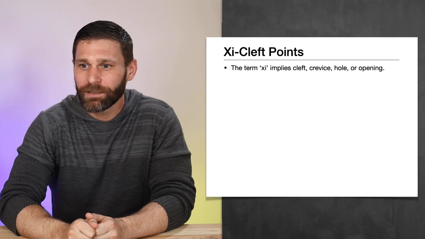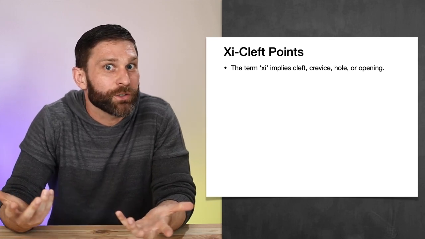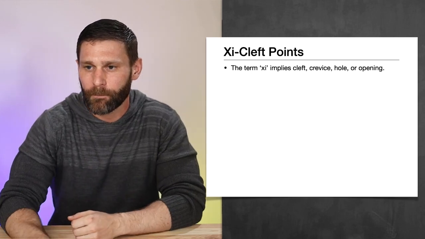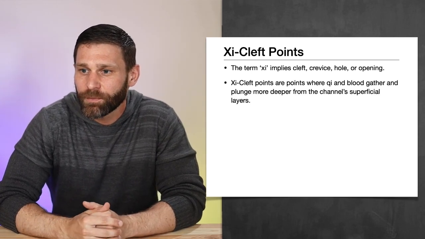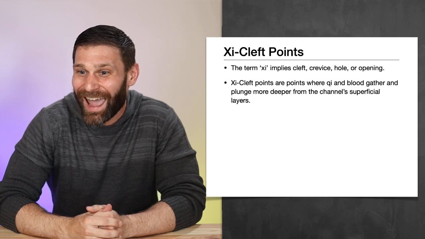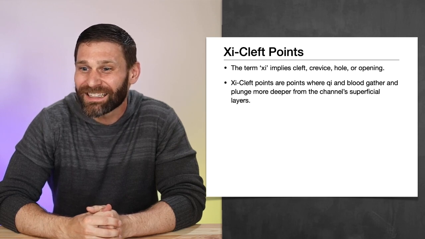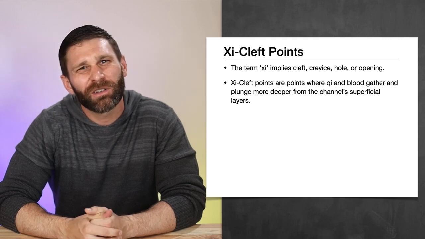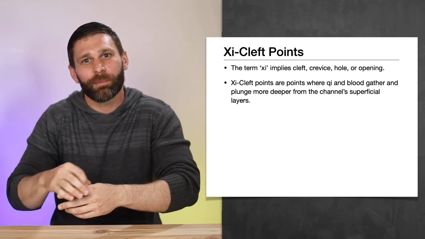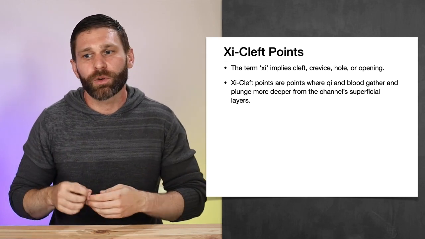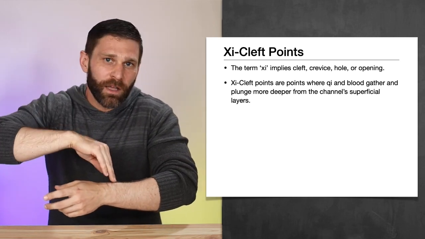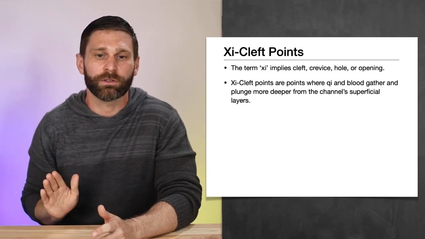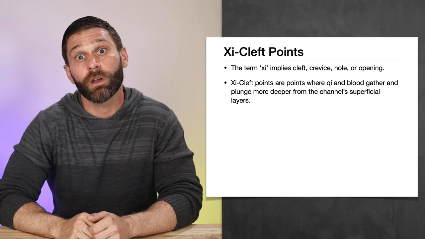The word Xi means cleft. So that's why I call it the Xi-Cleft points, where you say cleft, crevice, hole, or opening. So the Xi-Cleft points are points where the qi and blood gathers before going more deeply into the channel. I guess it's kind of weird. We already said that about the 5 Shu-Transport points, but this is another one where qi and blood gathers and then goes deeper into the body. It's a cleft, so it's like it's falling into this hole and going deeper.